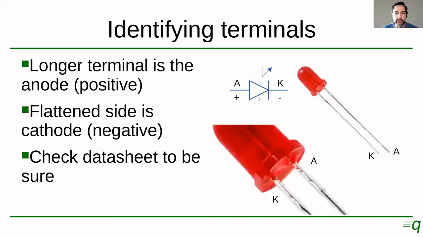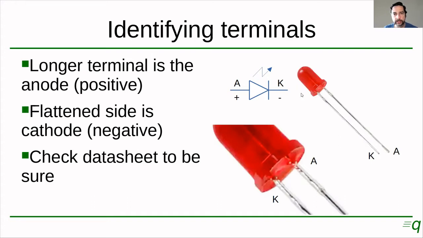The side where the triangle is called the anode, and for the LED to turn on, it has to be positive. And the side with the bar is called the cathode, and it's symbolized with the letter K, although cathode is written with the C. And that's the negative side.